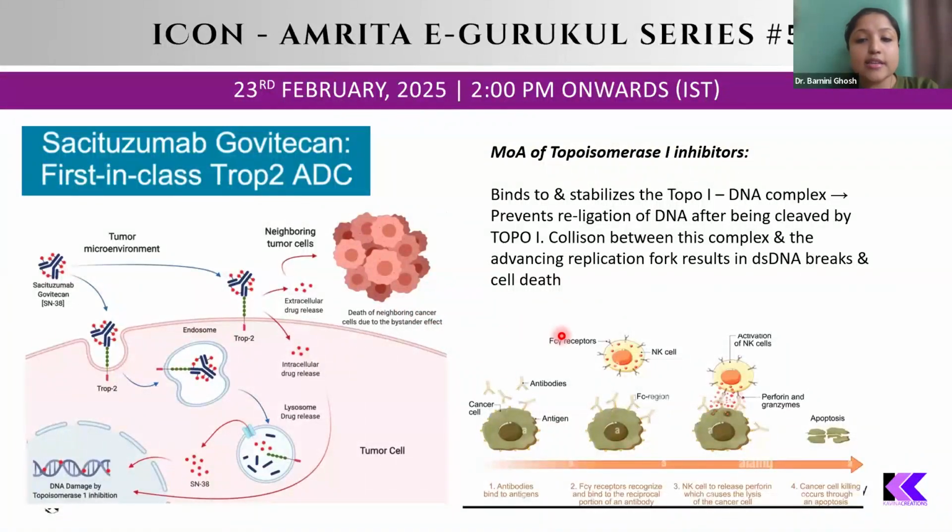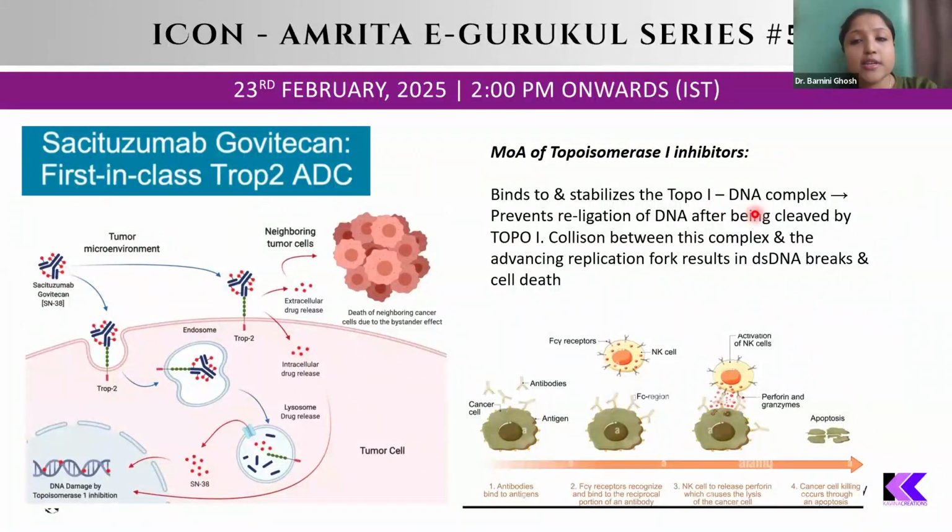And also there is another additional mechanism, that is ADCC, antibody-dependent cell-mediated cytotoxicity. So what happens whenever a monoclonal antibody binds to the surface of the cancer cell, the Fc region of the antibody is recognized by the Fc receptors on the immune effector cells like the NK cells. This leads to activation of the NK cells and the release of perforin and granzymes, which results ultimately in cell damage.